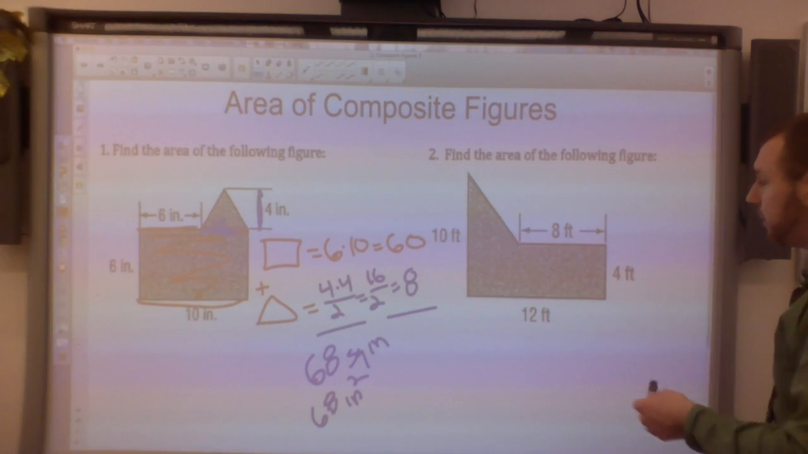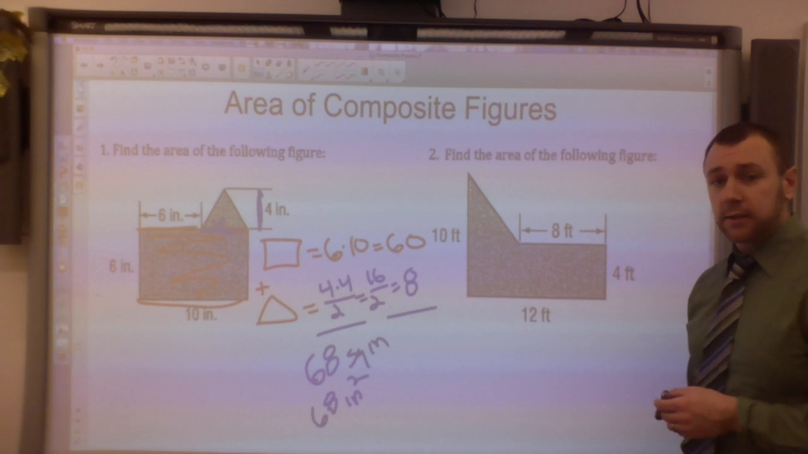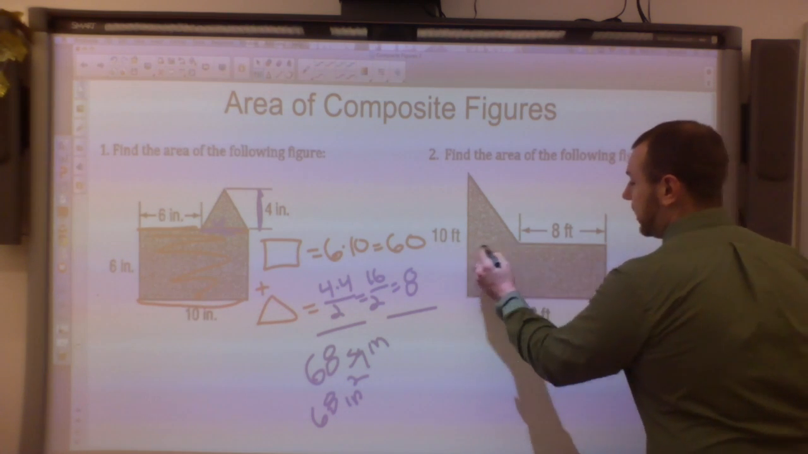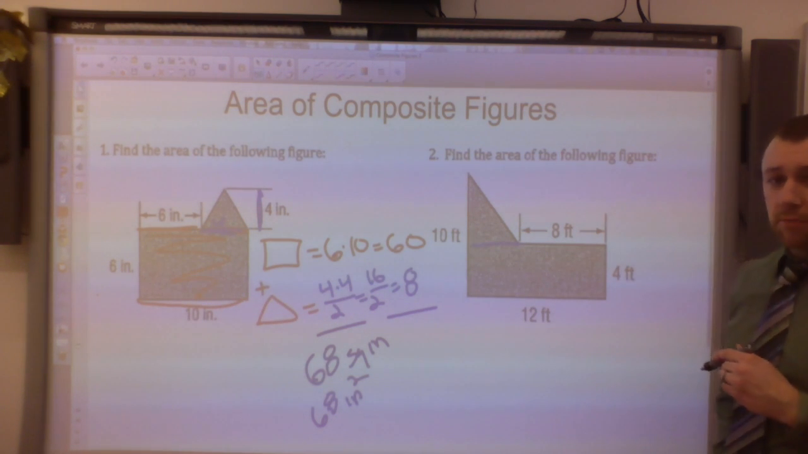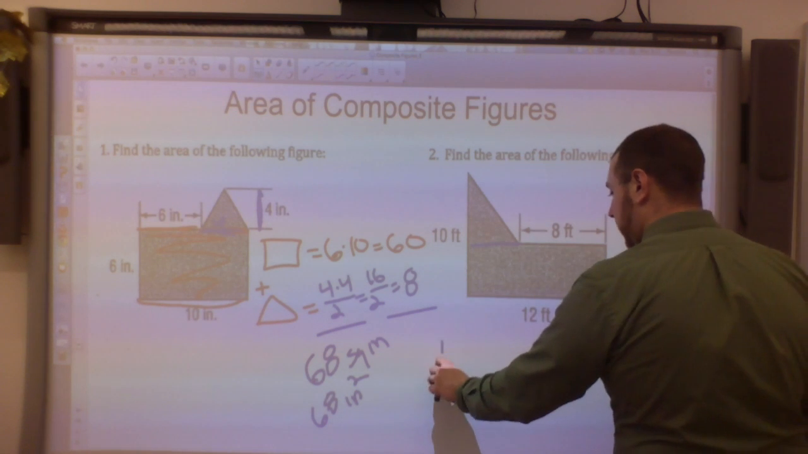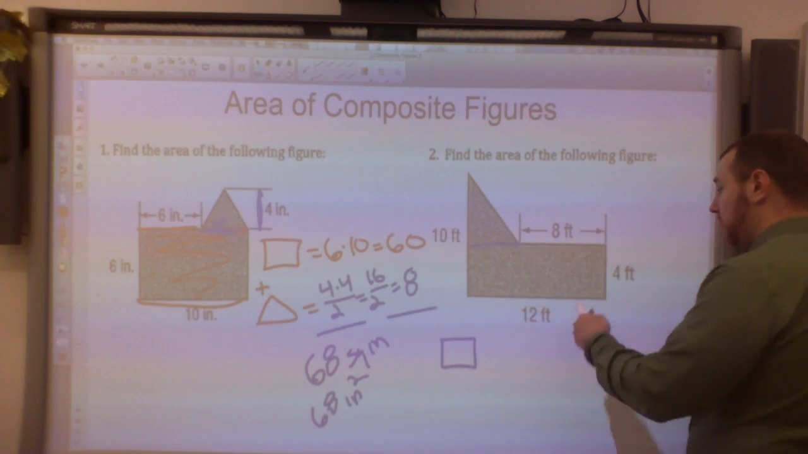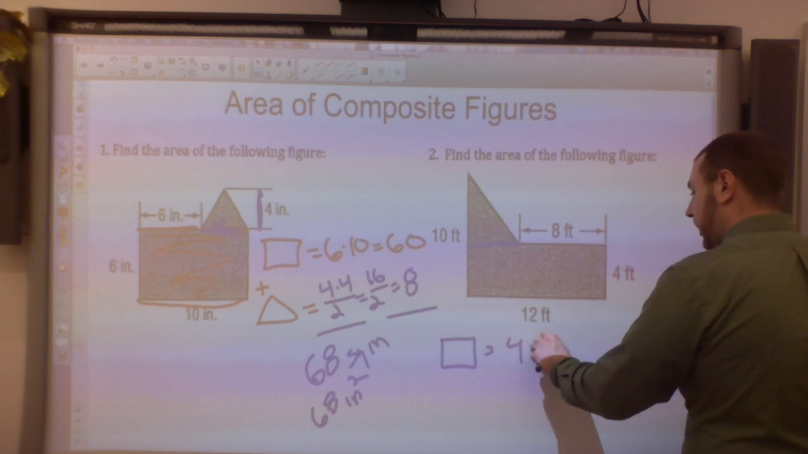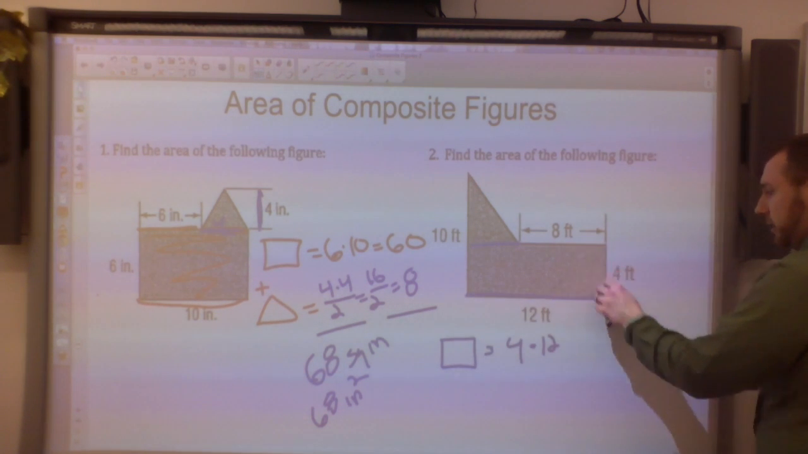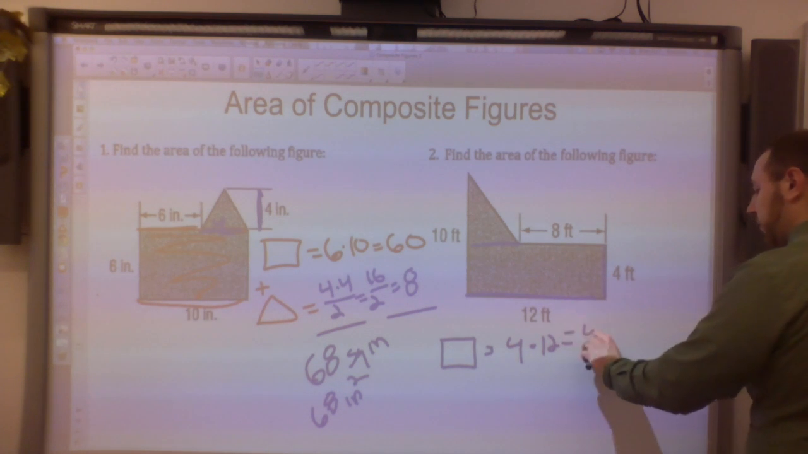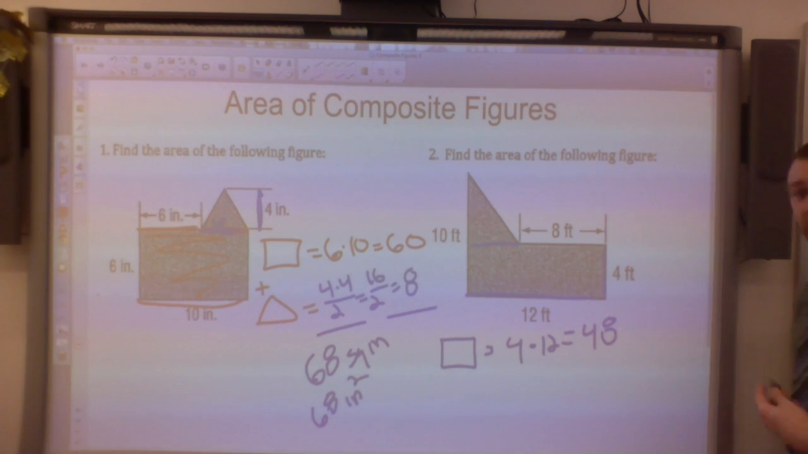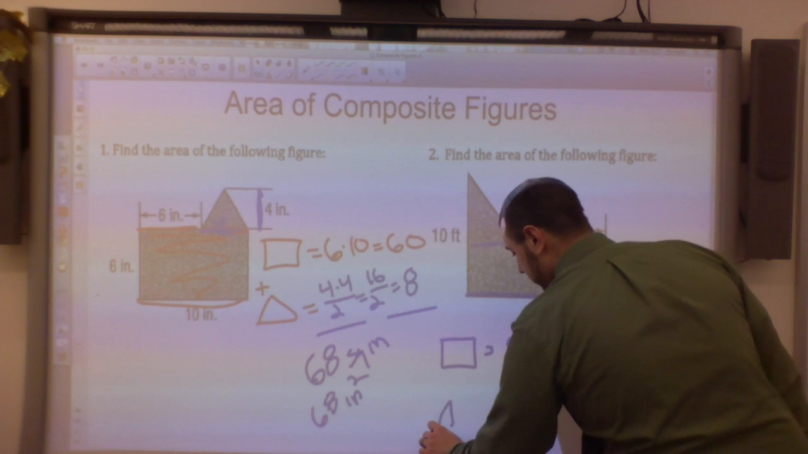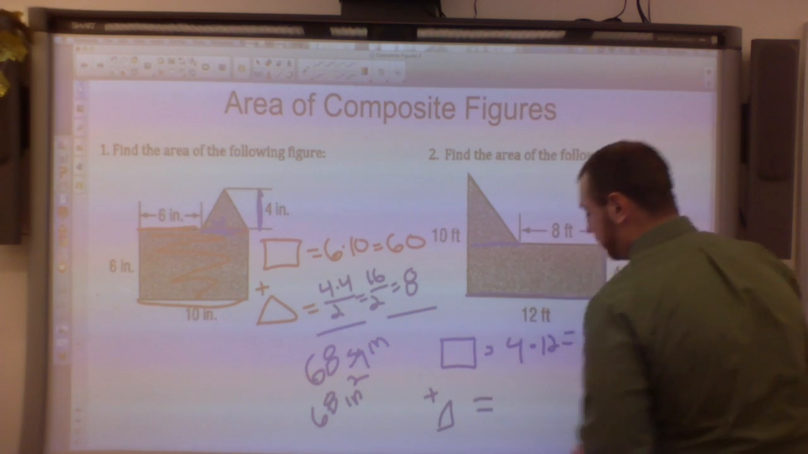So I would do the same thing with this process. Again, I see a rectangle and a triangle. So I'm going to find the area of my rectangle, which is going to be 4 times 12, base times height, which is 48. Now I have to find my area of my triangle, and I'm going to add them together.